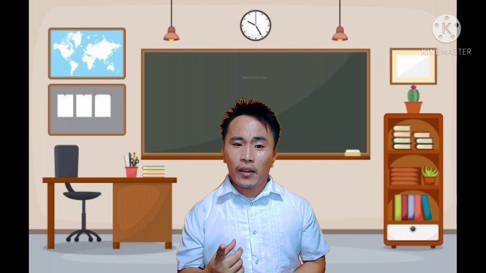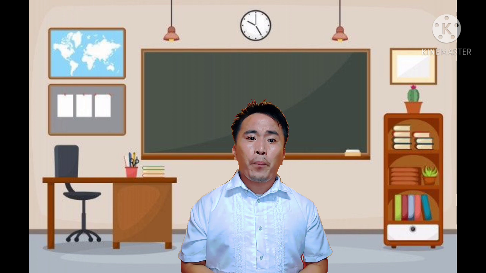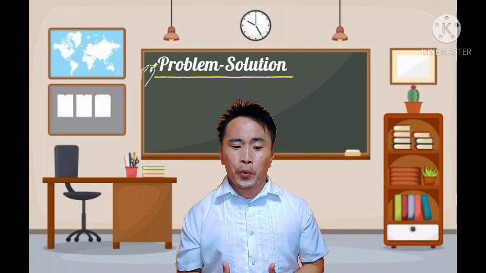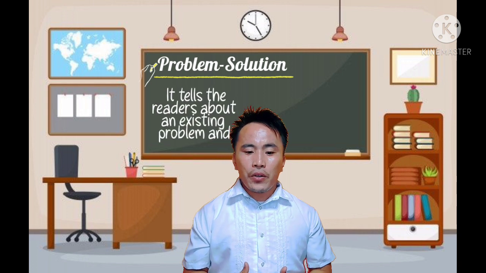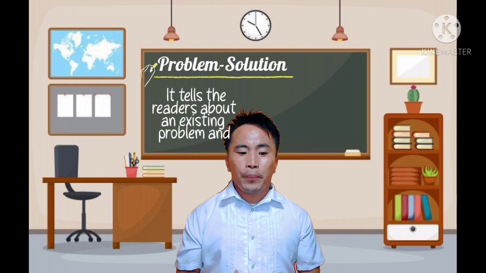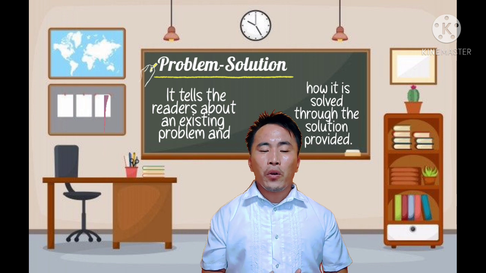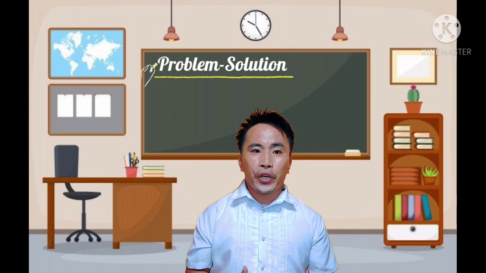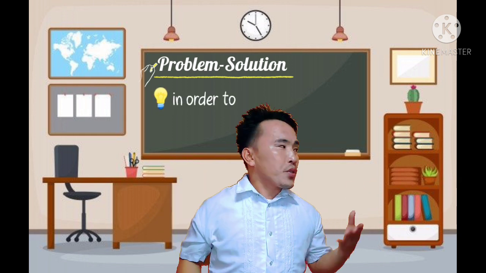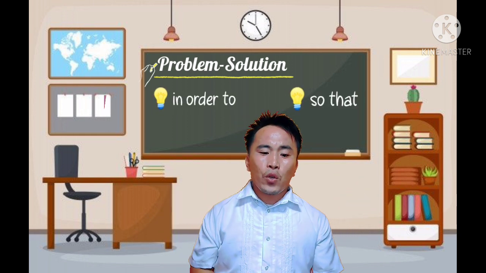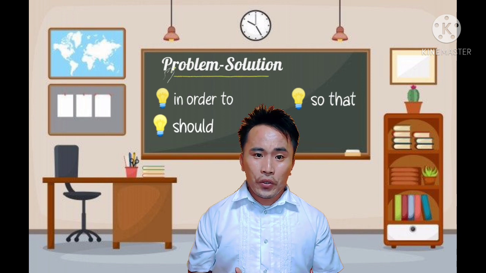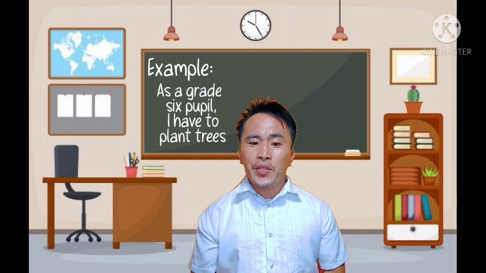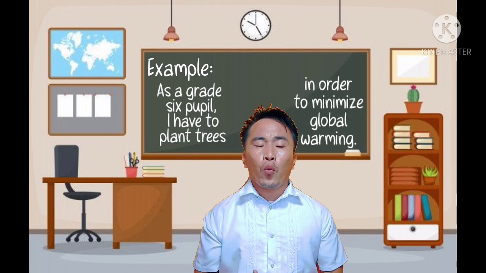Is that clear? Second, we have problem solution. When we say problem solution, grade 6 pupils, it tells the readers about an existing problem and how it is solved through the solution provided. It uses the transitional word in order to, so that, and sometimes we use the modal should. Example, as a grade 6 pupil, I have to plant trees in order to minimize global warming.